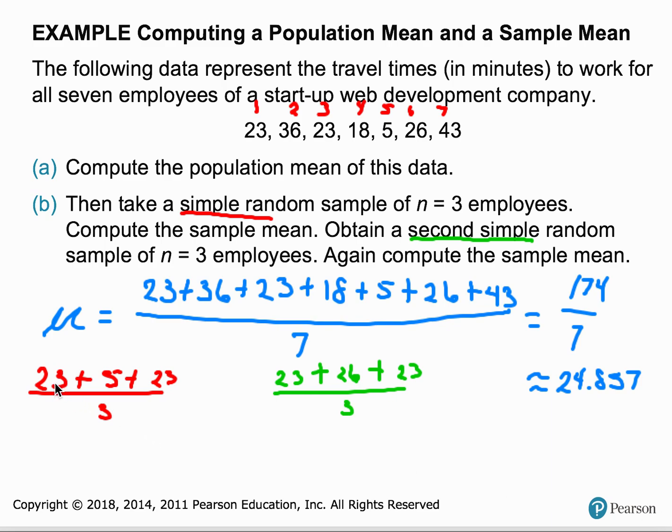Okay, so what's this, 46 plus 1 over 3? Let me redo that: 51 over 3 is 17. And over here we've got 46 plus 26 divided by 3, or 24. Okay, now it says compute the sample mean again. So let's do the sample mean here: 17 plus 24 over 2.